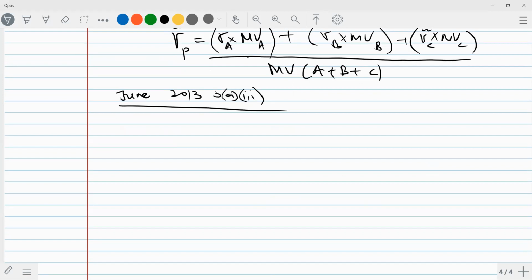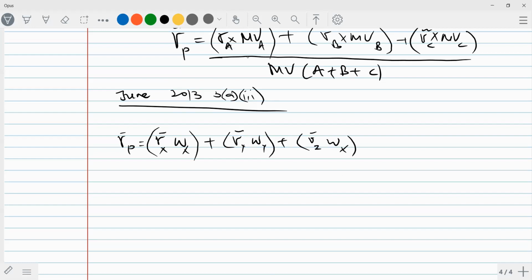Therefore, you can say the return of the portfolio will be equal to the return of X multiplied by the weight of X, plus the return of Y multiplied by the weight of Y in the portfolio, plus the return of Z multiplied by the weight of Z. Simple as that, the three assets.